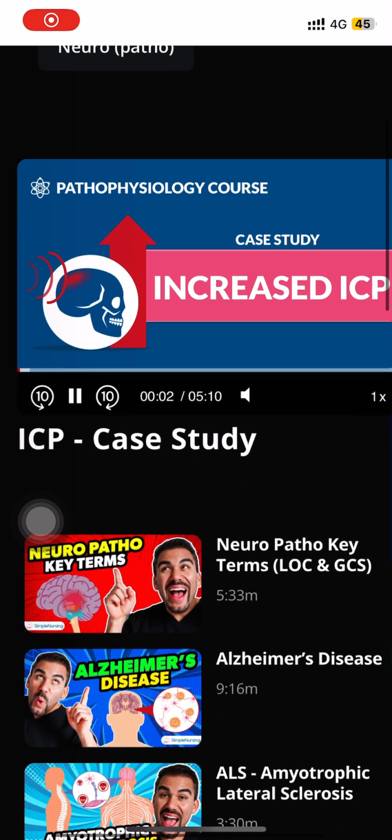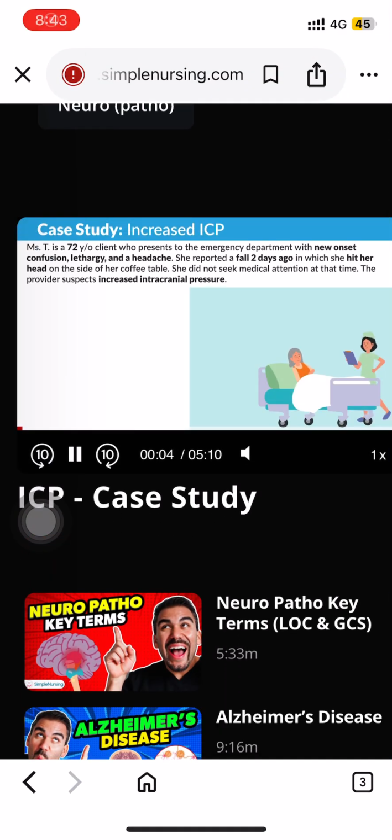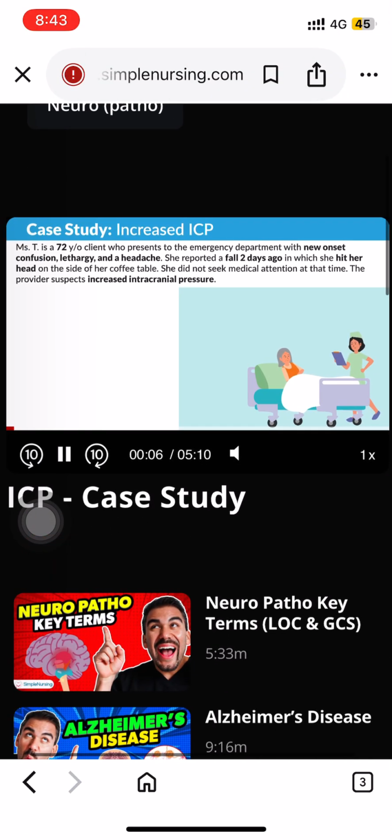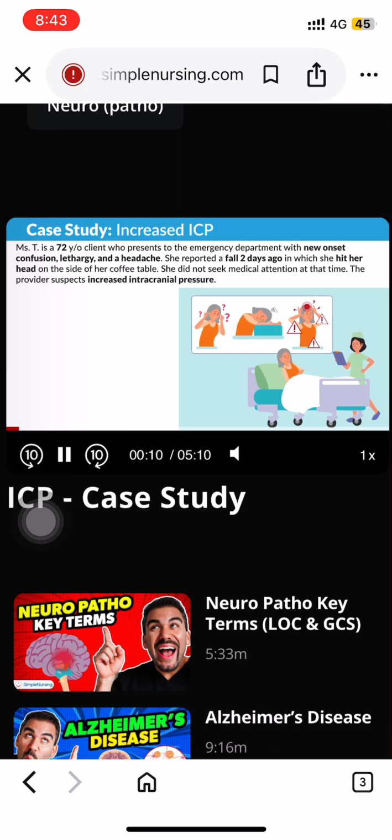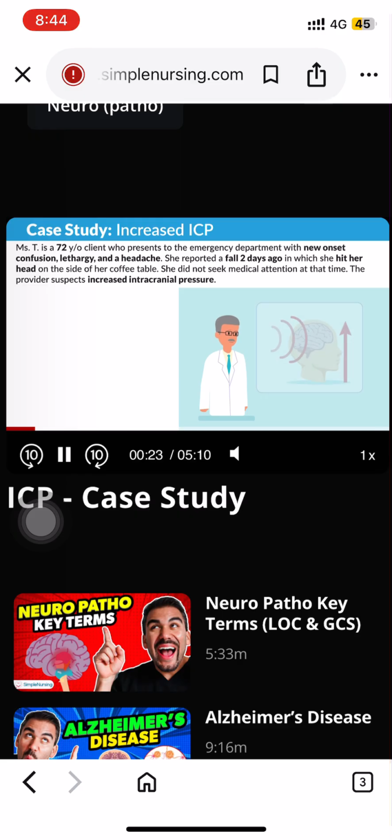On increased ICP. Miss T is a 72-year-old client who presents to the emergency department with new onset confusion, lethargy, and a headache. She reports a fall 2 days ago in which she hit her head on the side of her coffee table. She did not seek medical attention at that time. The provider suspects increased intracranial pressure, that is increased ICP.